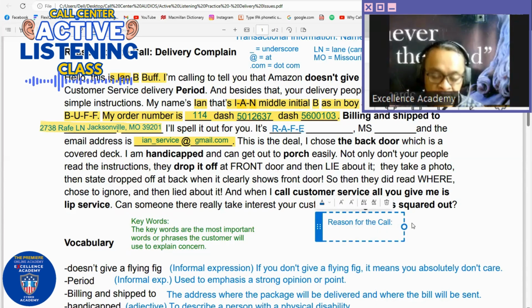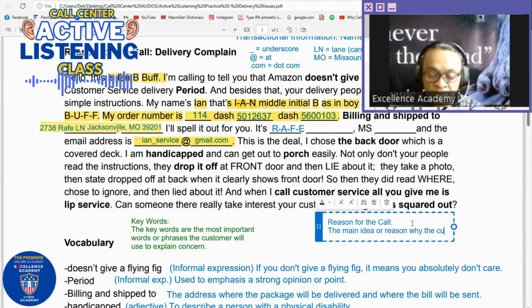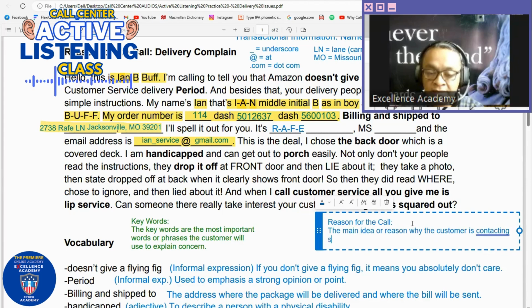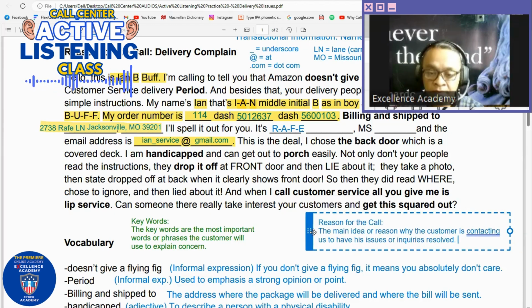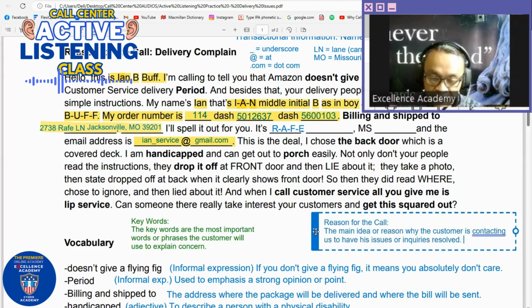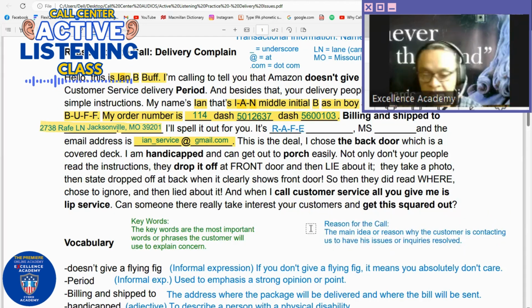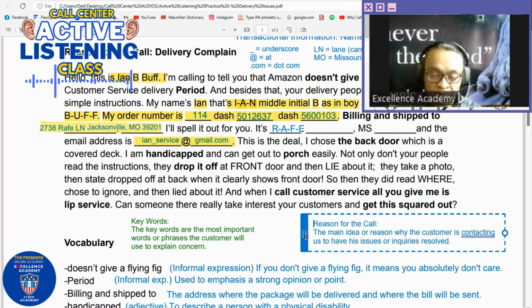Okay, so the reason for the call, so how do we understand? The reason for the call would be the main idea or reason why the customer is contacting us to have his issues or inquiries, which are questions, resolved. Okay, so that's the reason. Why is the customer calling? Well, because you know, the main reason, the main idea why the customer is contacting us.